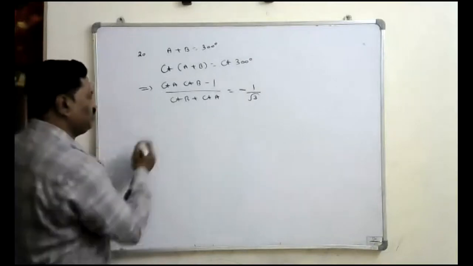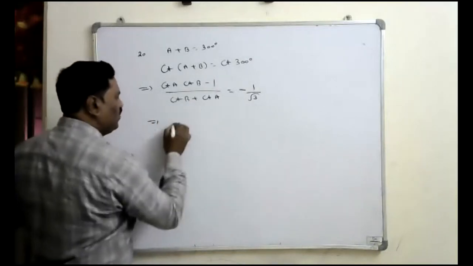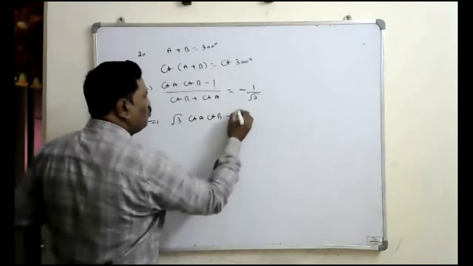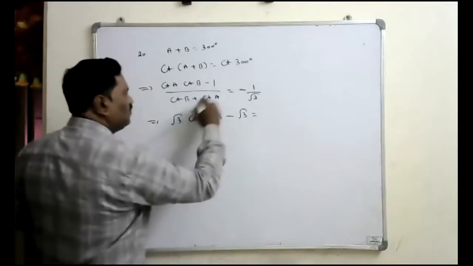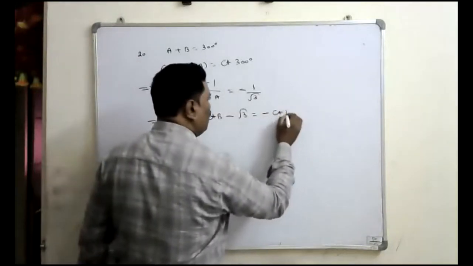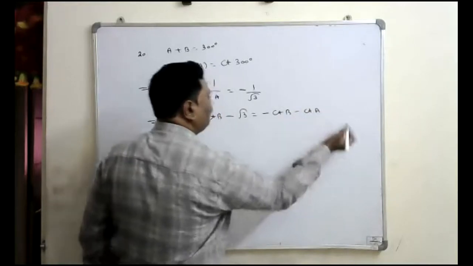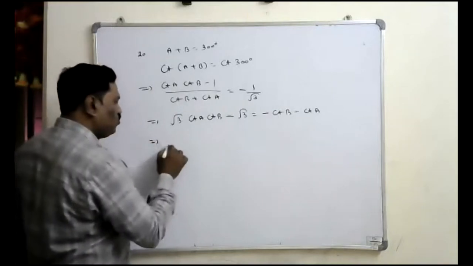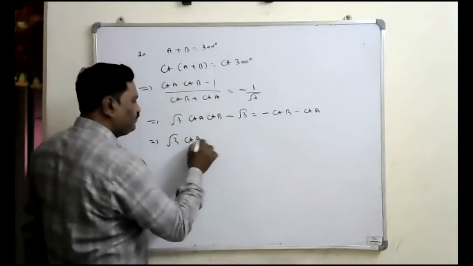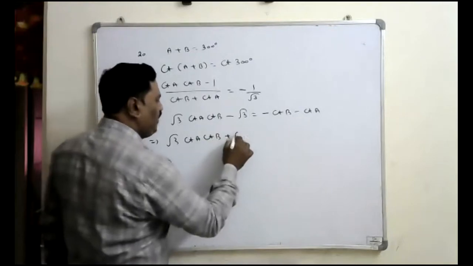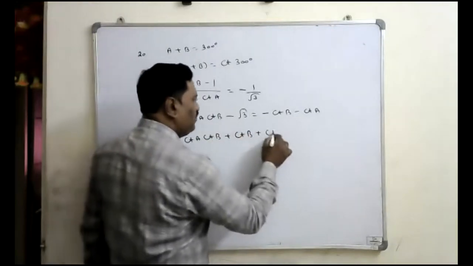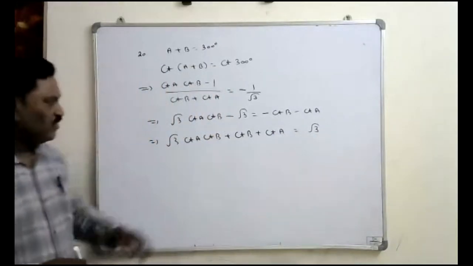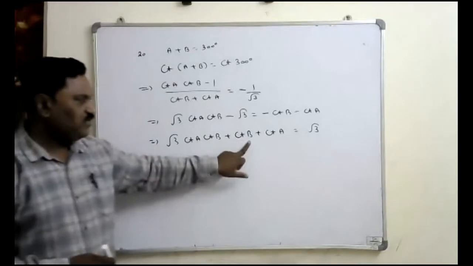So do the cross multiplication. Then root 3 comes here: root 3 cot A cot B minus root 3 into 1, which is root 3, is equal to minus cot B minus cot A. This is what we are getting. Now bring the negative terms to this side: root 3 cot A cot B plus cot B plus cot A is equal to, sending the minus root 3 to the other side, plus root 3.